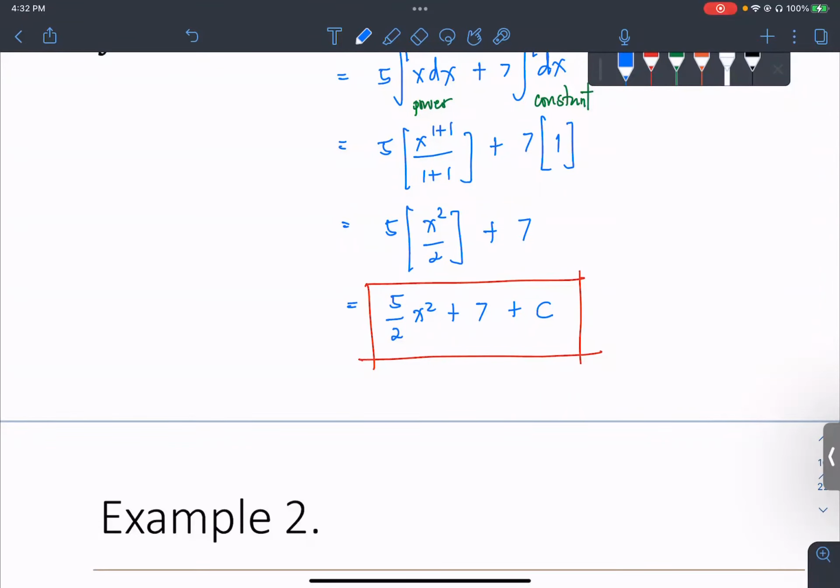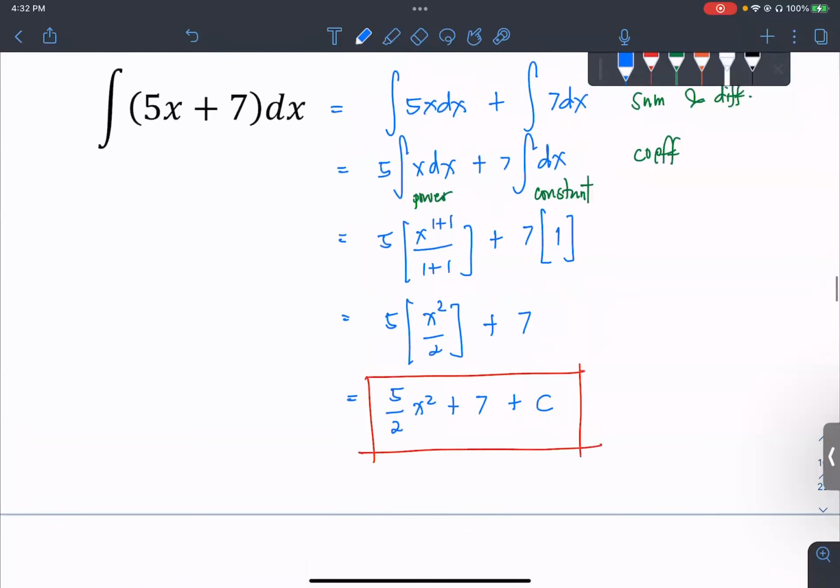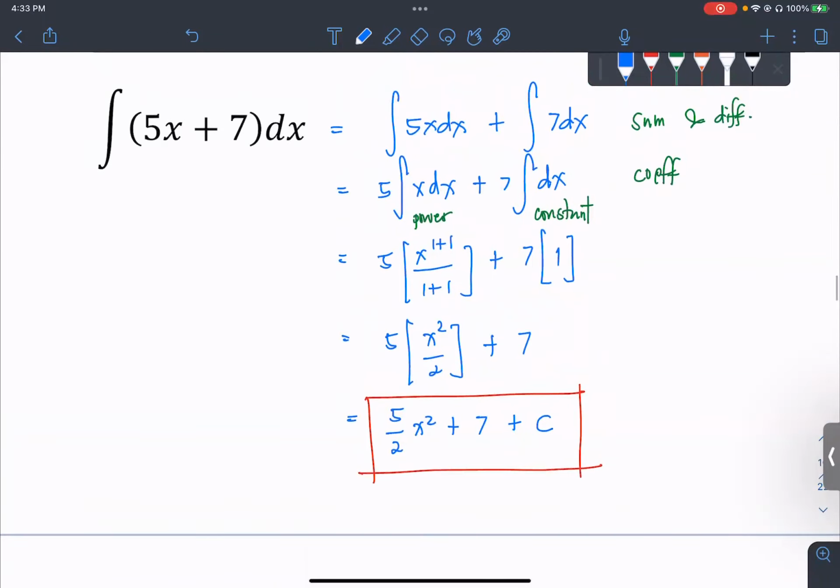Yes, Floyd. Good morning po, sir. Good morning. For the constant rule, assuming the constant 7, when we take the integral of a constant, shouldn't we attach an x? Sorry. Yes, tama. There should be x here. It's not 1. Thank you for that.